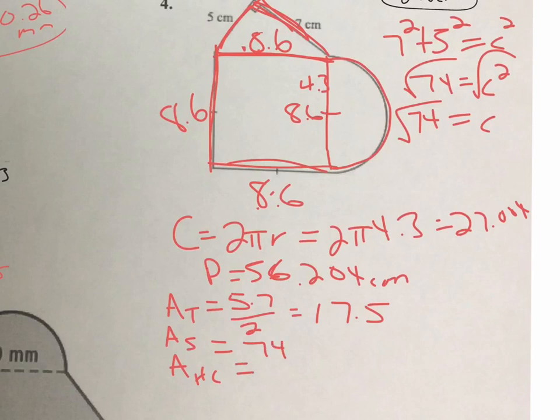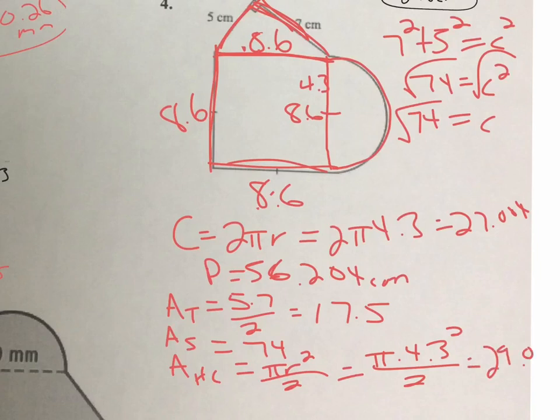And then that half circle, you're going to do pi r squared divided by 2 because it's half that. It's not a full circle, it's half of it. So we have pi, r was 4.3 squared divided by 2. So 4.3 squared times 3.14 divided by 2, which gives you 29.0293. So 29.0293, that would be here.